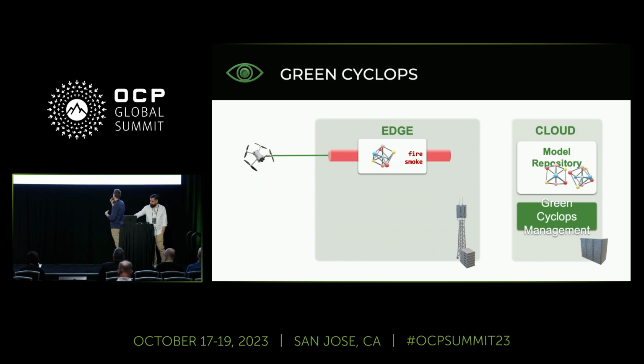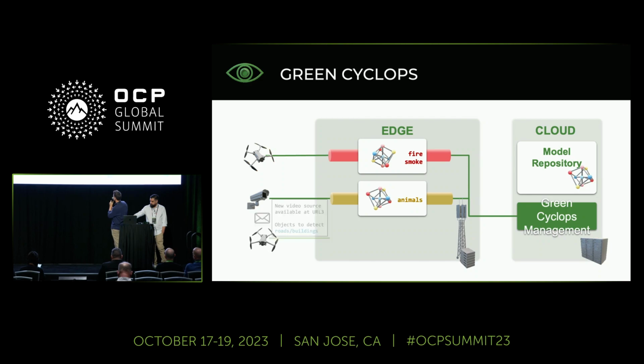So when a new information source appears, it sends a message to the instance at the edge, notifying the location of the video stream and the object to be detected. The edge retrieves the model to be used, generates the pipeline in real time, and produces the results that are sent to the Green Cyclops management at the cloud.